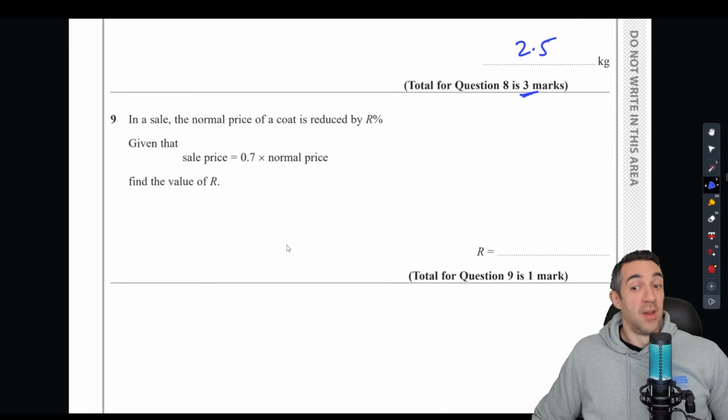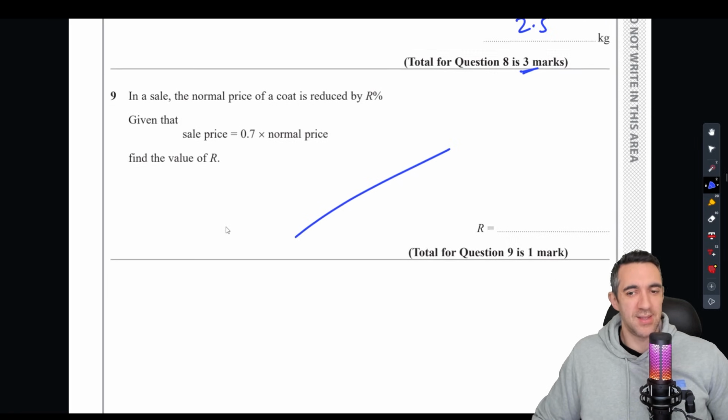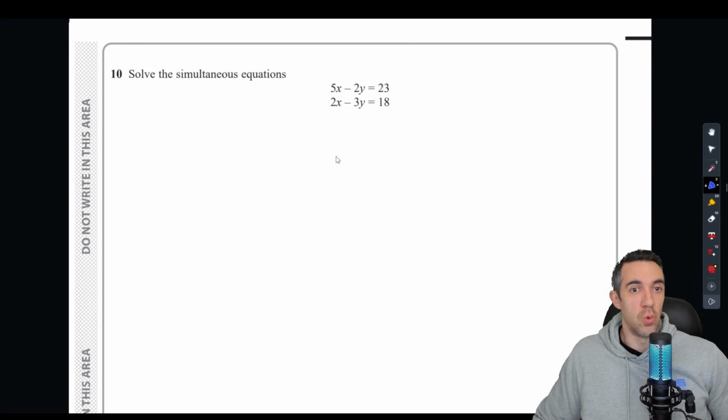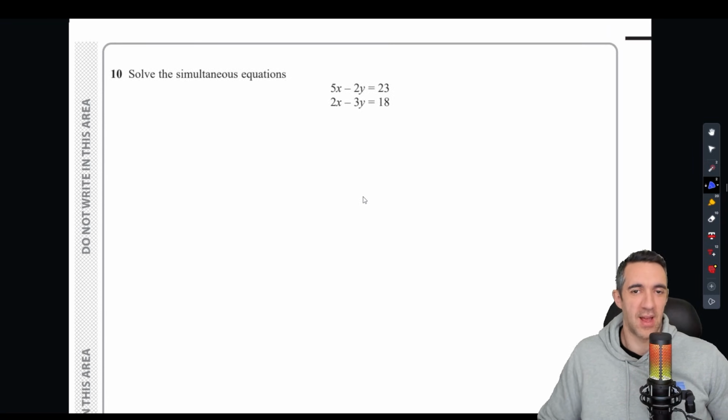Nice. Question 9, 1 mark. Can't do that one. It's just these 1 marks. They put a lot of these 1 marks in, don't they? I didn't realise there were quite so many. Ooh, there's got to be some marks for this one. What's this? 4 marks. Right, we can definitely get 3 here, can't we? This should be an easy 3.